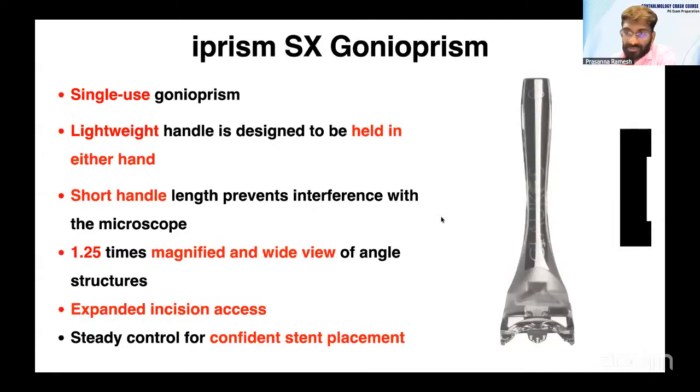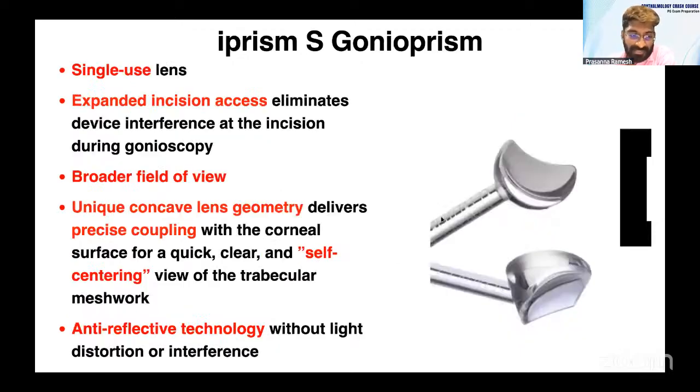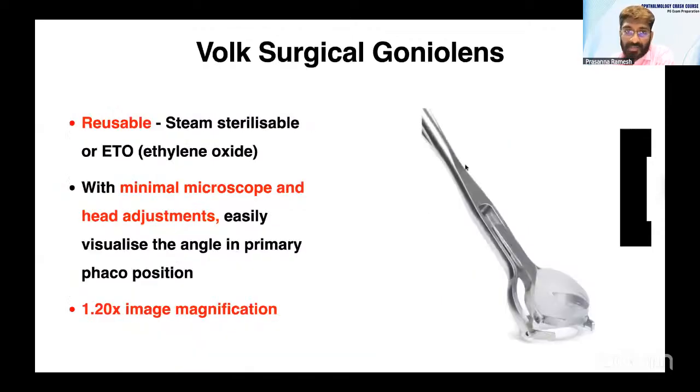You need to know about all these lenses as a postgraduate. How do you go about it? The iPrism SX and iPrism S have anti-reflective technology, which is very good. Whereas the old gonio lens, you can tilt it, and you can also move it by docking.